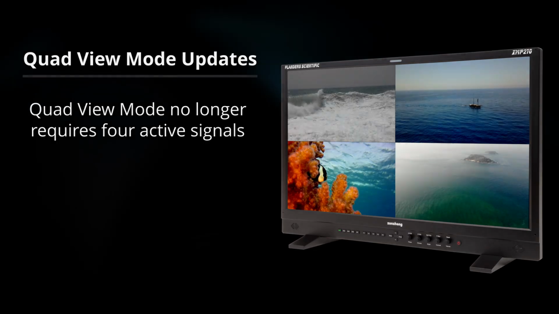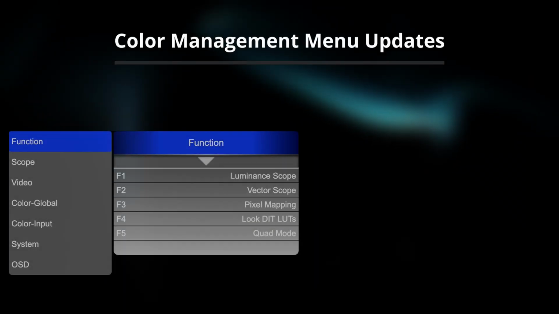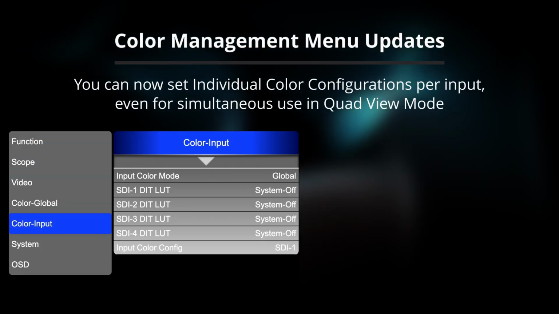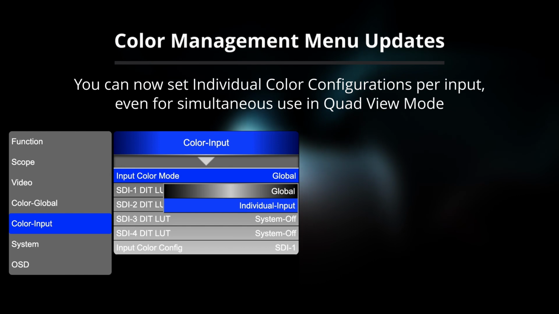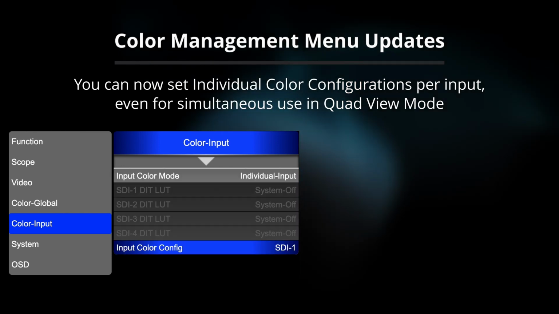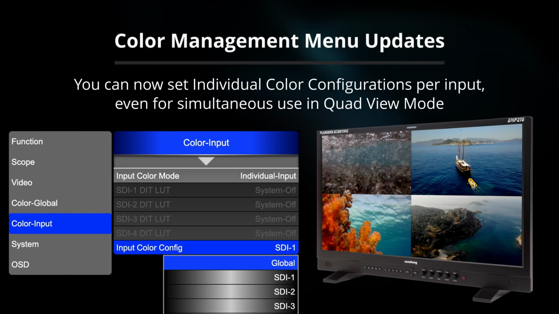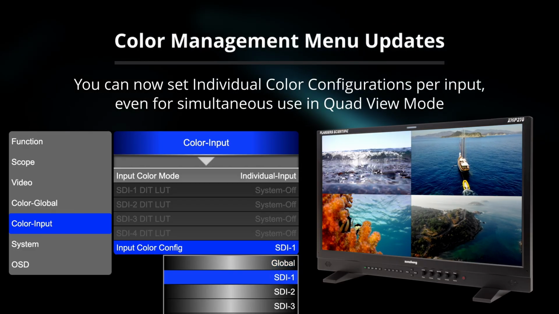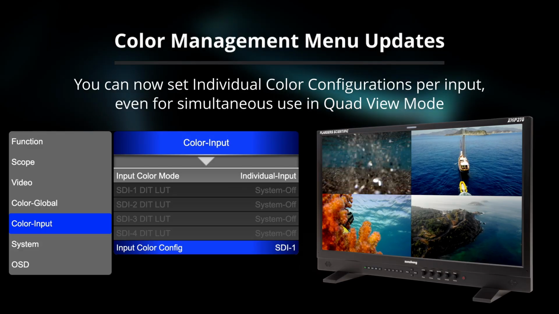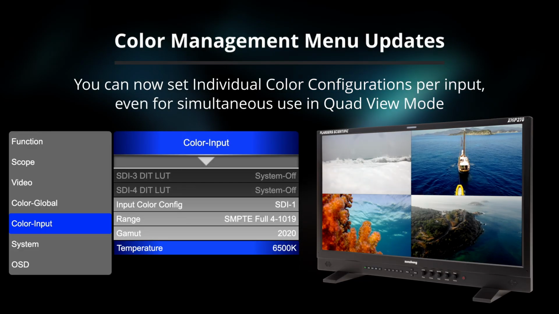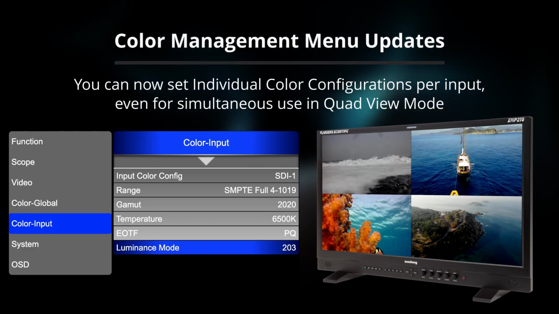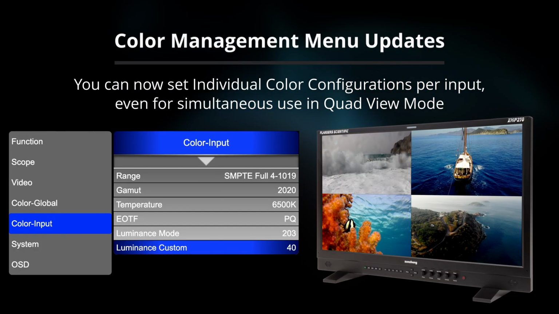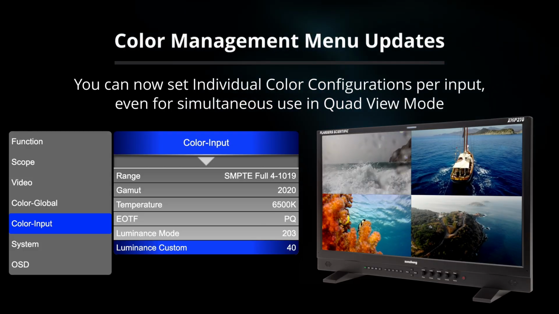Next up, you'll find some very significant updates to the color management menus on the monitor. These changes were made to support an incredible new capability that allows you to set individual color configurations per input, even for simultaneous use in Quad View mode. That's right, you can now use Quad View mode and easily set a completely independent color configuration per input, allowing you to see independent gamuts, EOTFs, white points, signal ranges, and luminance settings per quadrant on screen at the same time. While very powerful, this obviously leads to some more complexity in menu layout and options.